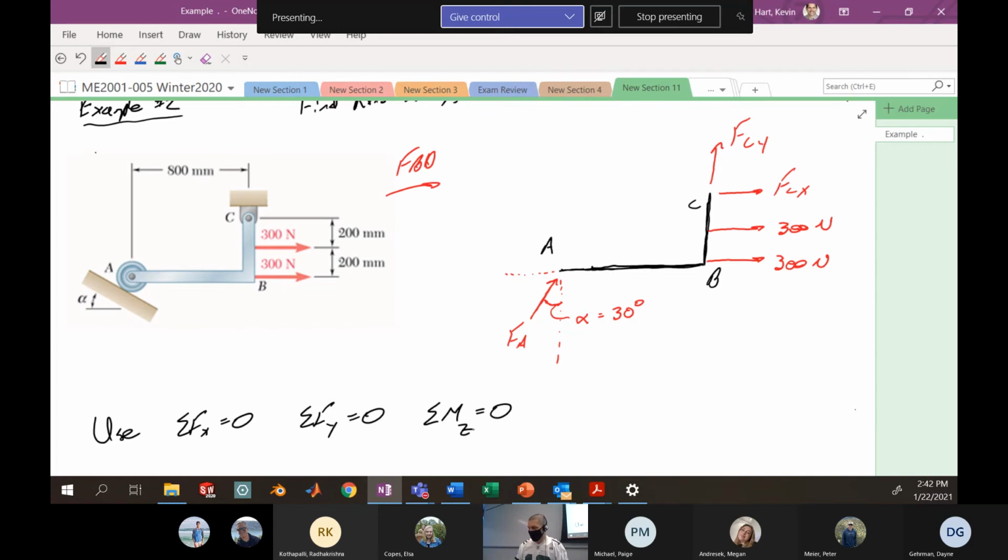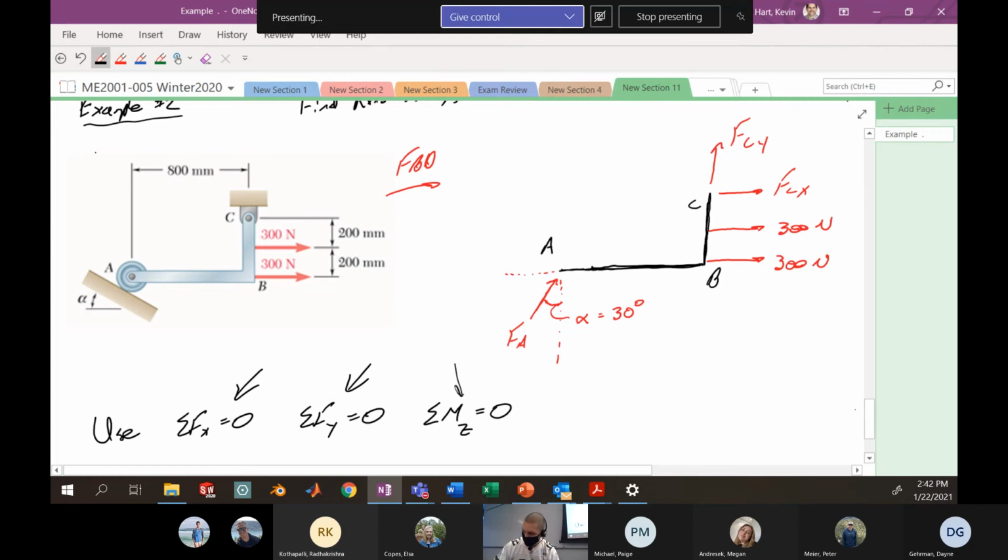All right, now where to start? You could start a couple places. You could try it a couple of ways. You want to sum the forces in the x? It's probably fine. You'd have two unknowns, the component of FA in the x direction. You want to do sum of the forces in the y? It's probably fine. You have two unknowns here. It would be FCY and the component of FA in the y direction.